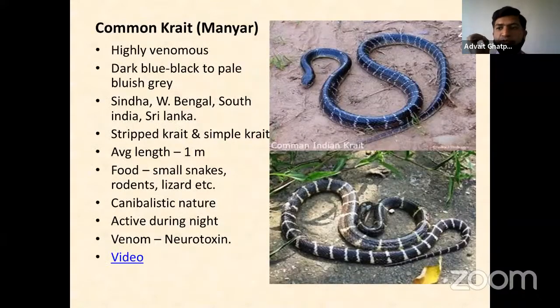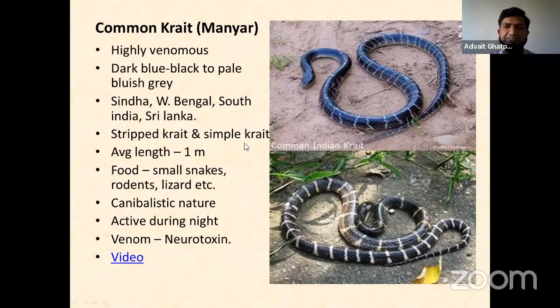The next one after cobra is मणियार, की ज्याला आपण मणियार म्हणतो. आपण मराठीमध्ये त्याला पट्टेरी मणियार म्हणतो. पट्टेरी मणियार का, इथे त्याच्यावरती बँड दिसत आहेत ना, म्हणजे पट्टे दिसत आहेत, म्हणून त्याला इंग्लिशमध्ये बँडेड क्रेट असं म्हणतात. It is highly venomous snake and dark blue to black to pale bluish grey असे त्याचे कलर शेड असतात.